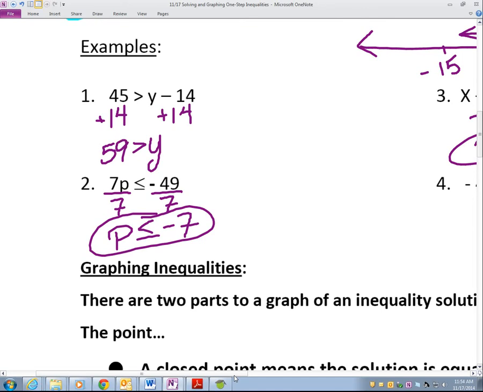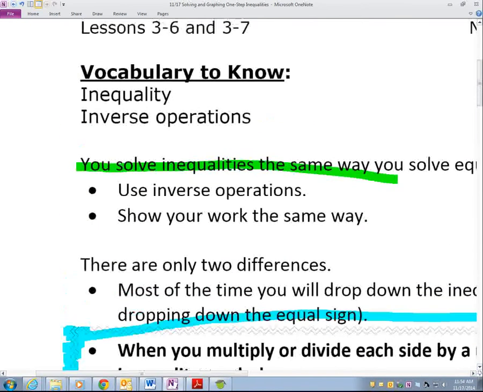Why do we have the sign for number 1? Equal to? There's no equal sign. These are inequalities. You cannot change this sign here unless you are having a situation where you divide or multiply by a negative. That sign is going to stay, as it says right here.